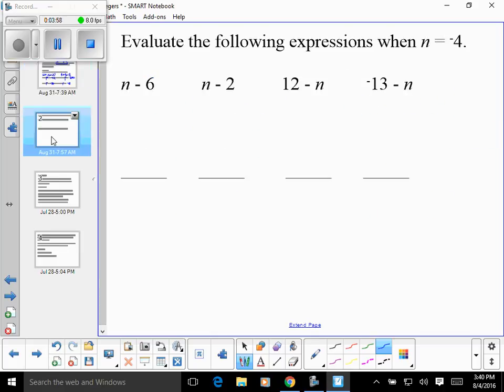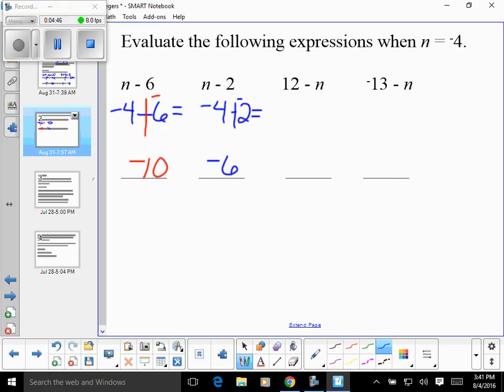All right, guess what? Expressions. You knew this was coming, right? Again, I substitute. Negative 4 minus 6. But here, I'm going to add the opposite. Or if I want to rewrite, I can do that. But I've got negative 10. Negative 4 minus 2. I'm going to add the opposite, so my answer is going to be negative 6.